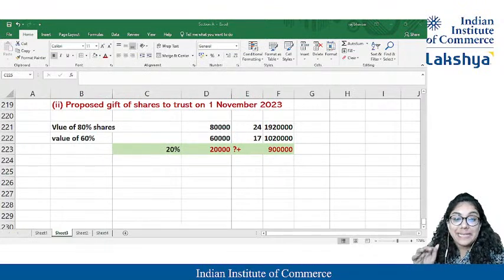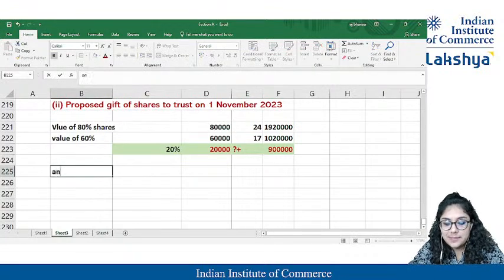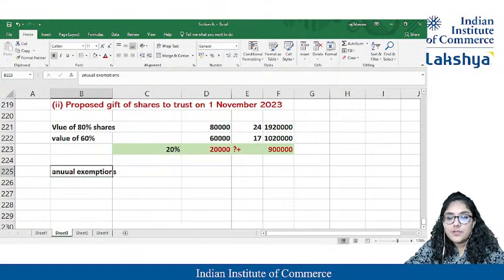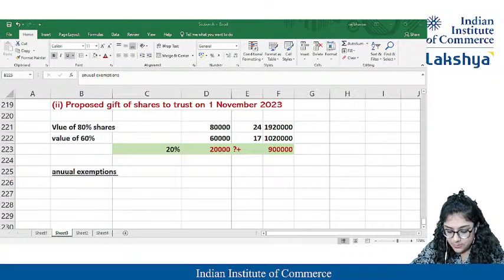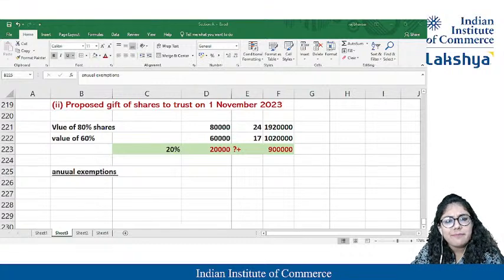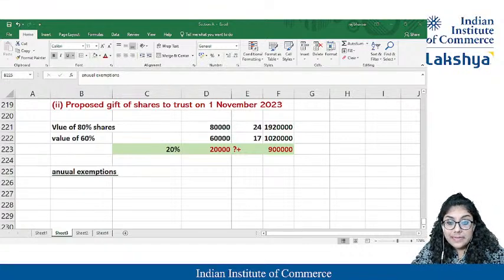We can claim some annual exemptions also. What are annual exemptions, guys? Students, if you remember about inheritance tax, current year's exemption we get, and the previous year's exemption also. What was the current year's exemption? It will be the annual exemption, because I have made some gifts, so I would have utilized my £3,000 exemption. Guys, do you remember or not?